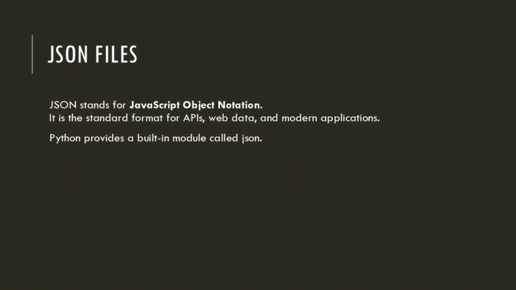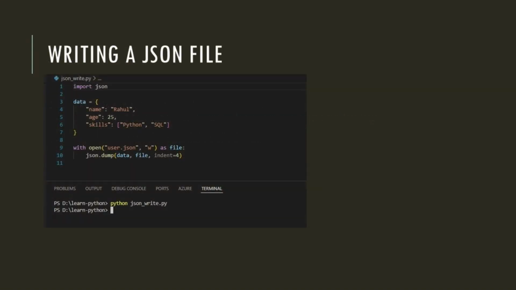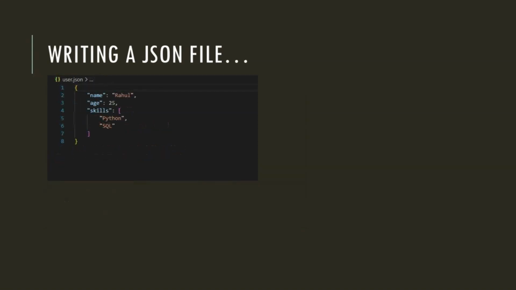JSON stands for JavaScript Object Notation. It is a standard format for APIs, web data, and modern applications. Python provides a built-in module called json. Writing JSON. import json. data = {'name': 'Rahul', 'age': 25, 'skills': ['Python', 'SQL']}. with open('user.json', 'w') as file: json.dump(data, file, indent=4). indent=4 makes the output formatted and pretty.